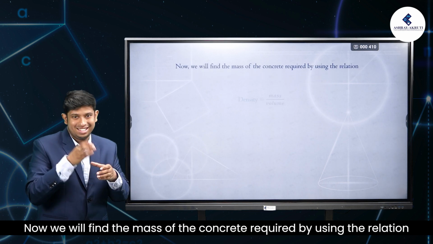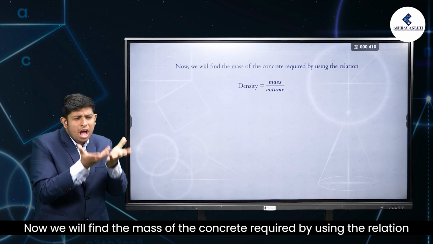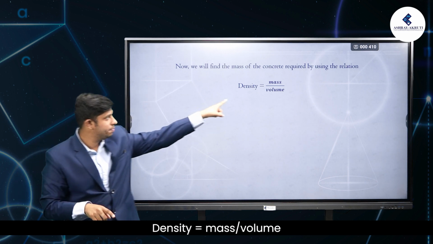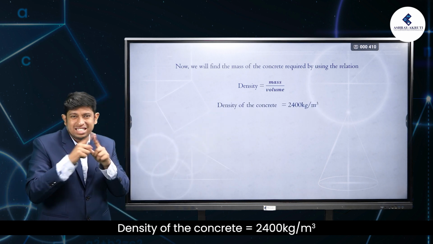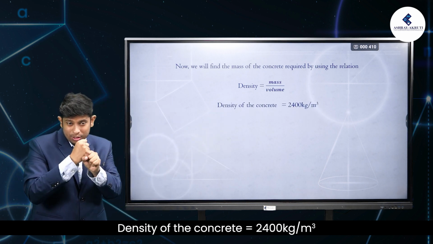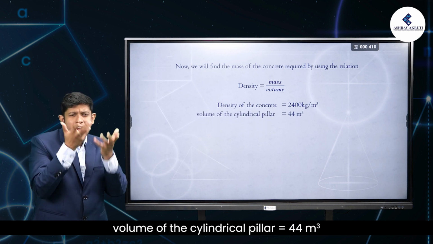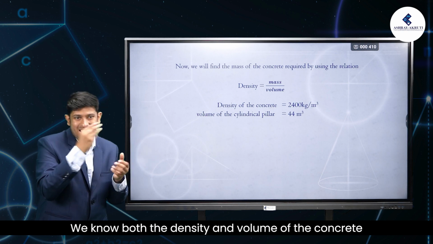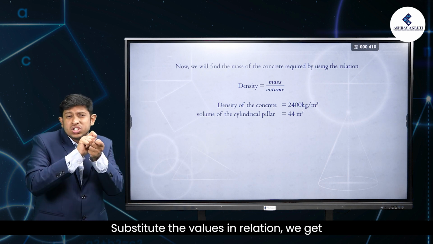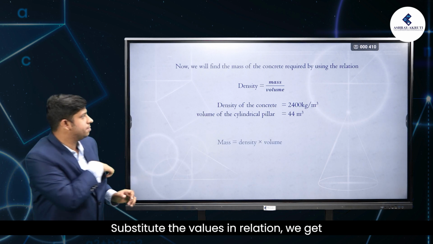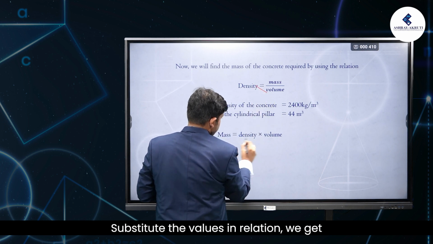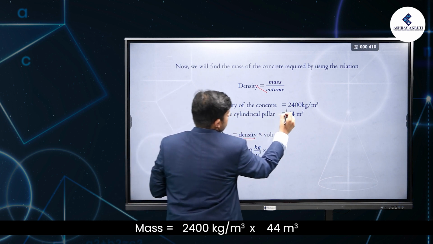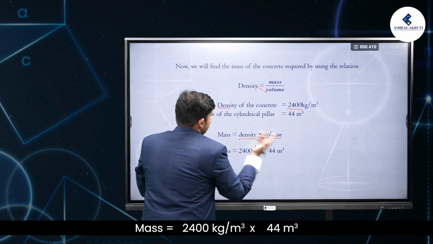Now, we will find the mass of the concrete required by using the relation density is equal to mass by volume. Density of the concrete is equal to 2400 kg per meter cube. Volume of the cylindrical pillar is equal to 44 meter cube. We know both the density and volume of the concrete. Substitute the values in the relation. We get mass is equal to density into volume, which is equal to 2400 kg per meter cube into 44 meter cube.